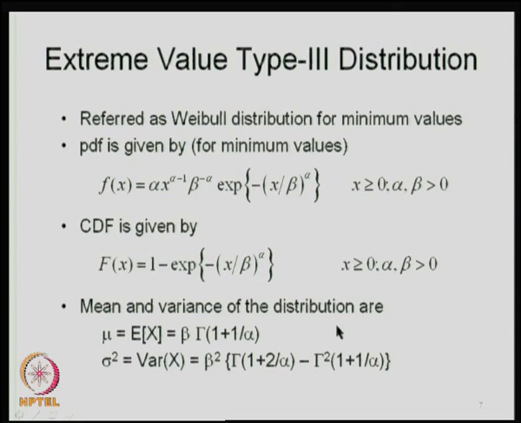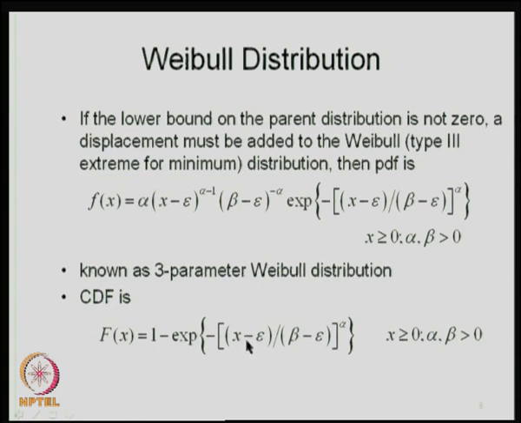Just compare this with our earlier CDF, where we had 1 minus exponential minus of x by beta. All we have done is subtract a displacement parameter, x minus epsilon here and beta minus epsilon here. That is all the difference, and this is called the 3 parameter Weibull distribution, because it has an additional parameter epsilon apart from the 2 original parameters alpha and beta.